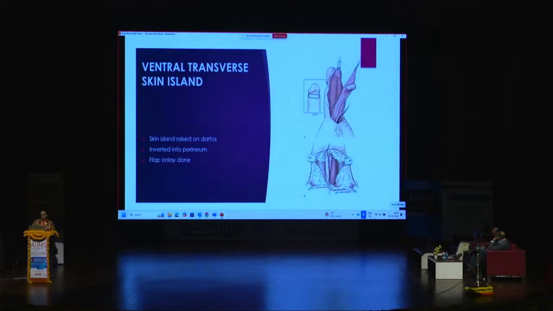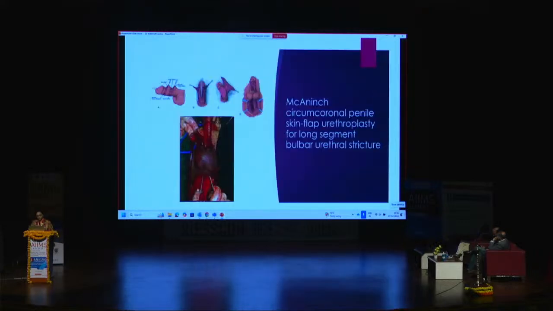For other strictures like subcoronal, we can use a ventral transverse island, the same way we use in hypospadias. This flap is very good. Next. Yeah, this is the most commonly used in urology, the circumcoronal penile skin flap urethroplasty. We use the skin basically rather than the dartos. This is useful for the long, almost pan-urethral stricture where the anterior urethra is involved. The only contraindication is local BXO or lichen sclerosus, what we call. Otherwise, this is a good option. Next.